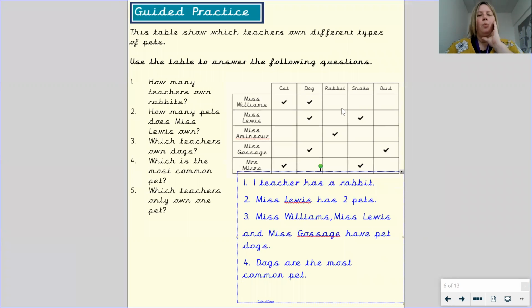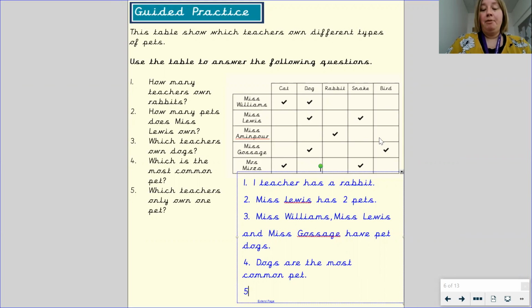Then I'm going to look at which teacher only owns 1 pet. So I've got to read across this time. How many pets does Miss Williams have? She has 2. How many pets does Miss Lewis have? She has 2 as well. How many pets does Miss Amanpour have?